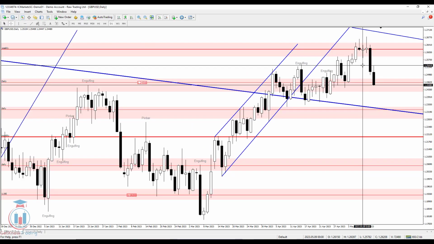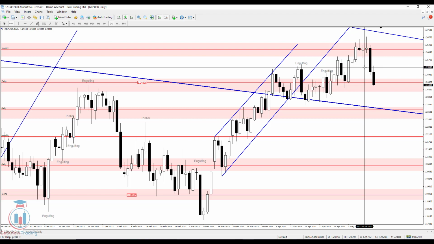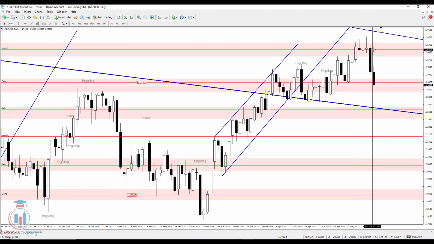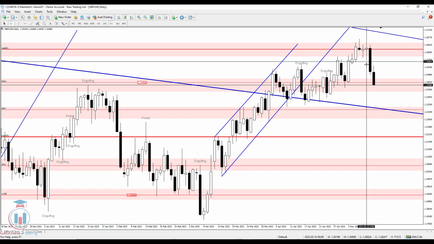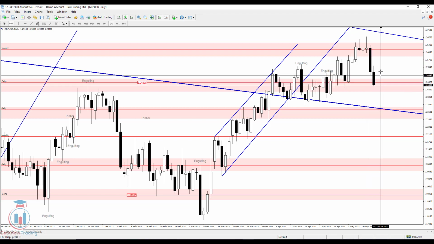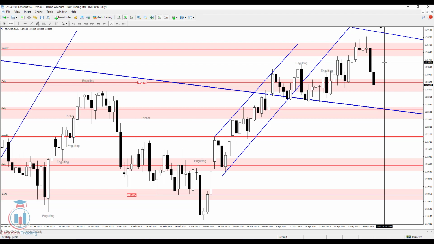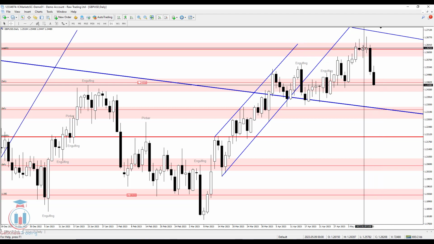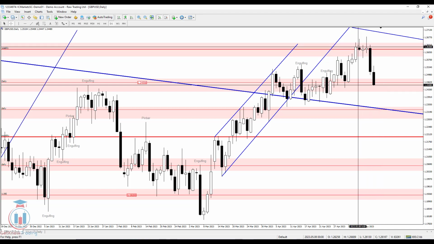GBPUSD has dropped, also EURUSD and some other pairs against the US dollar. We can see that this week was a strong bearish week for the bears and a bad week for the bulls. The week started here with this bearish pin bar.